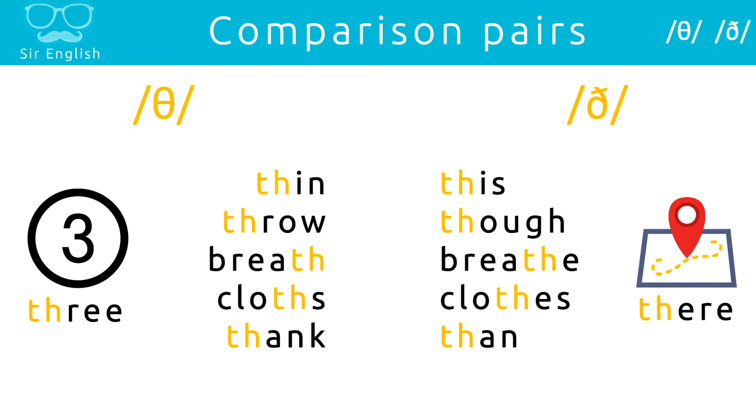So I hope those exercises have helped you to produce the sounds more clearly. Now let's move on to the next part, the comparison pairs. On the left, we have words containing the unvoiced sound, and on the right, we have words containing the voiced sound. So these are not minimal pairs because actually there are very, very few minimal pairs for these two sounds. These are comparison pairs. So the words are not the same but similar. But importantly, they contain the target sounds. So have a listen to each pair and repeat after me, focusing on the target sounds.